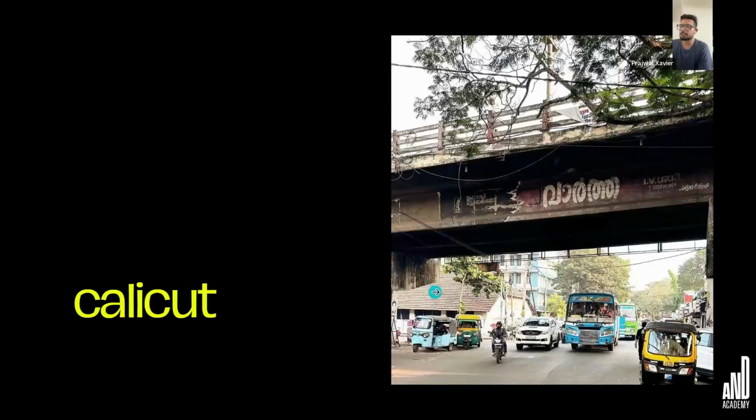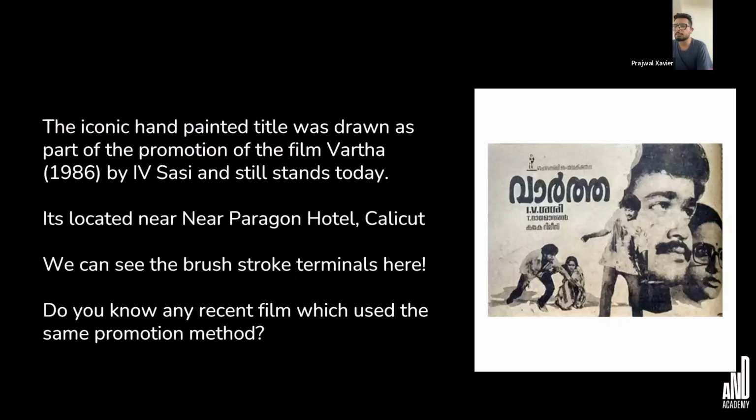Now you can see this is from Calicut, again Kerala. You can see a hand painted design on the bridge beam. Actually, it is a movie title design, copied the same as in the movie poster. The movie was released in 1986, and at that time it was hand painted for their campaign, and they kept it for many years. Two years ago, they removed it. So it is one of the old signages in Kerala.